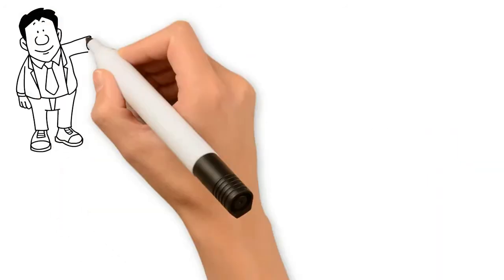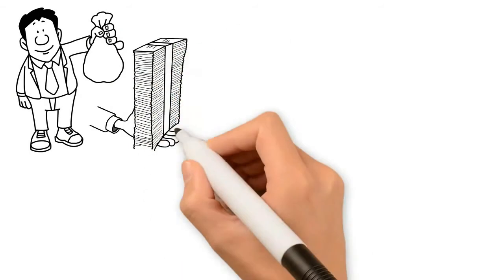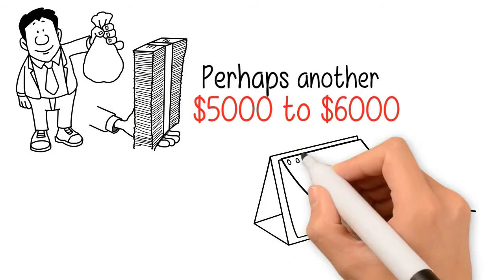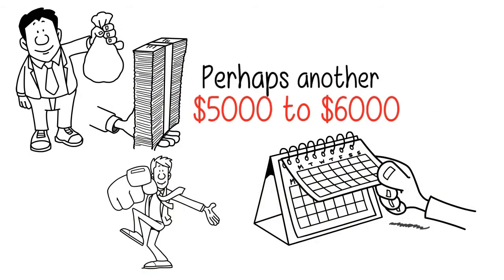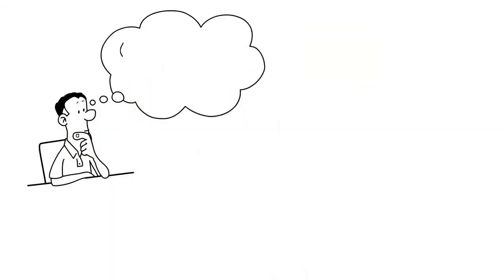Besides carrying this hidden cost, you still pay for outsourcing, right? Perhaps another $5,000 to $6,000 yearly. So how much are you really paying every year? What is the combined cost of 1, partial accounting, and 2, outsourcing?